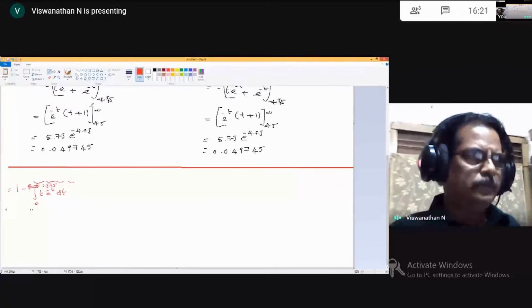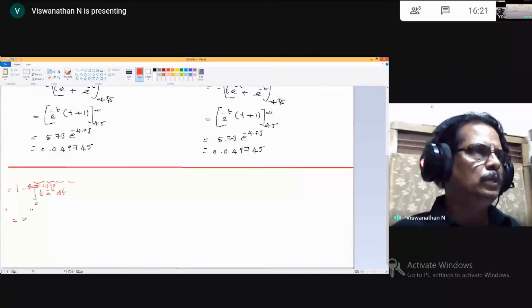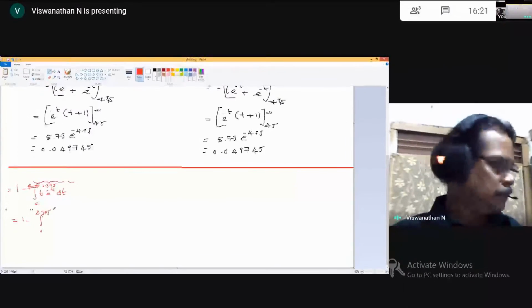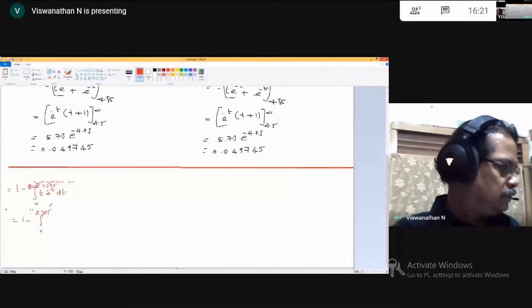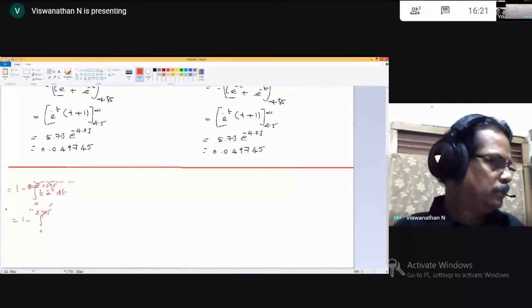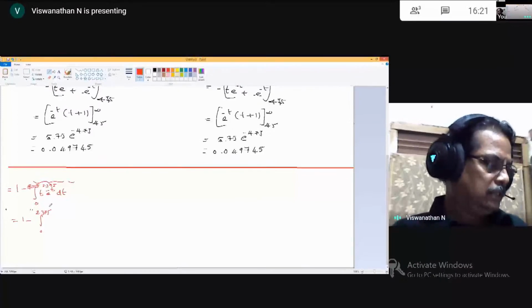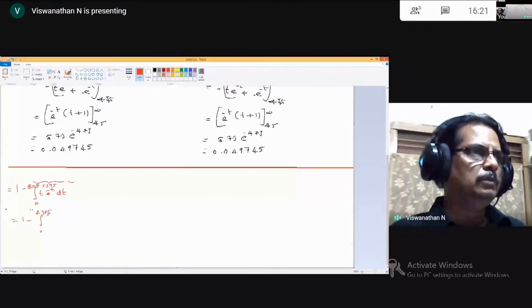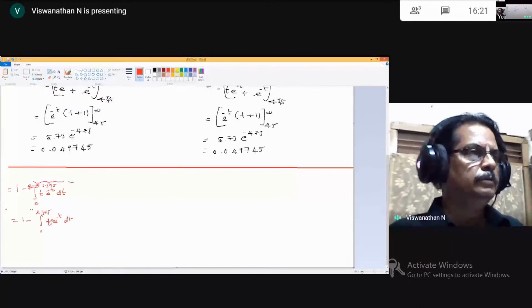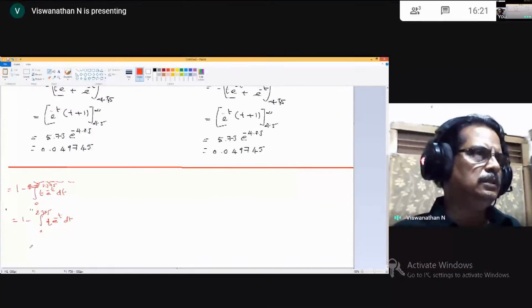Now let us see what happens. This is equal to 1 minus the integral from 0 to 2.375. That value we already have. The integration is t e power minus t dt, the same thing. So I can integrate this first and then subtract it from 1. It's not a big thing.